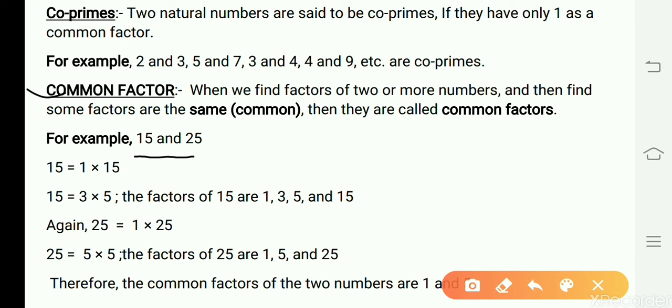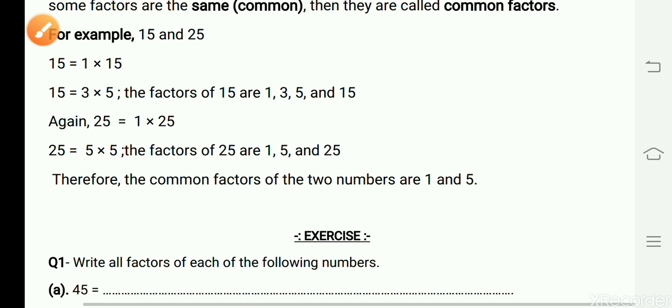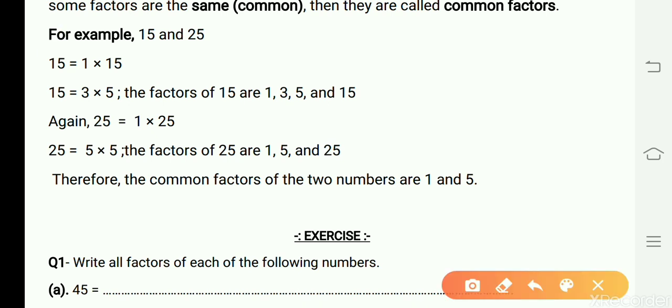For example, 25 and 15. The factors of 15: 1 × 15 and 3 × 5, so the factors of 15 are 1, 3, 5 and 15. Again, 25 = 1 × 25 and 5 × 5 = 25. The factors of 25 are 1, 5 and 25. Therefore, the common factors of the two numbers are 1 and 5.